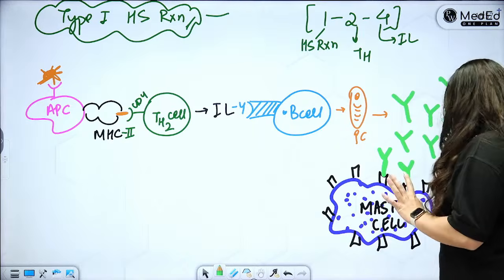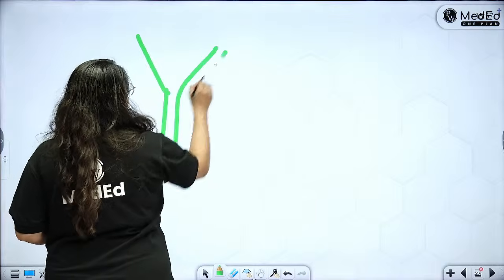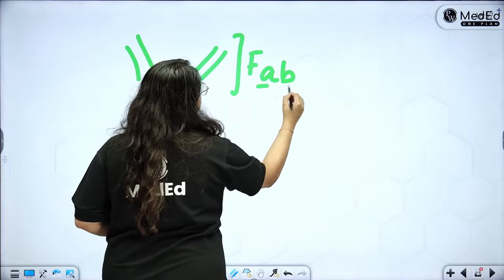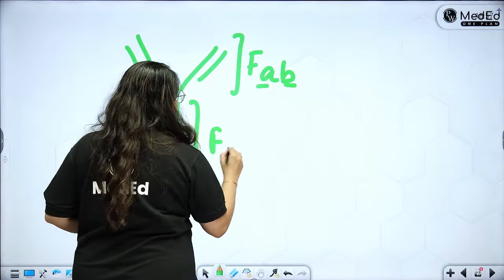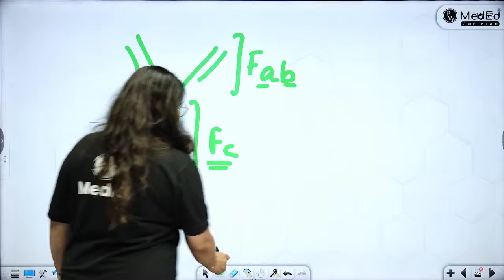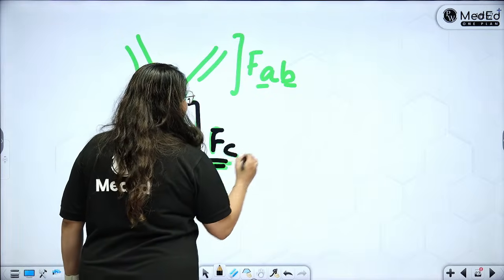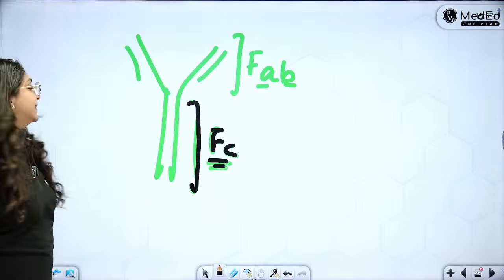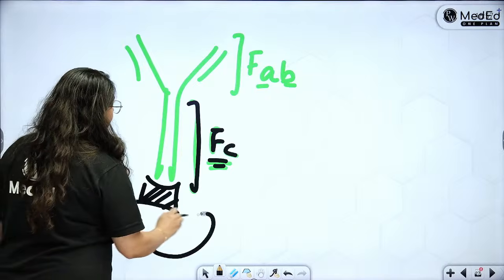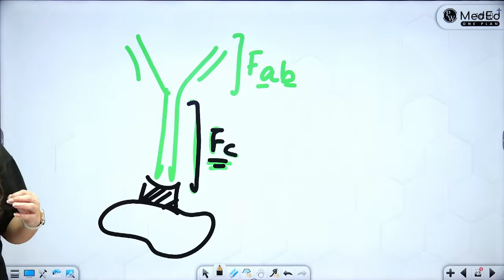I hope you know this, that every antibody has a Fab portion which is the antigen binding portion and an Fc portion or the constant portion. And what do these antibodies do? They bind from this Fc portion to the cells of my body. They can bind to a mast cell, they can bind to a natural killer cell, they can bind to any cell of my body.